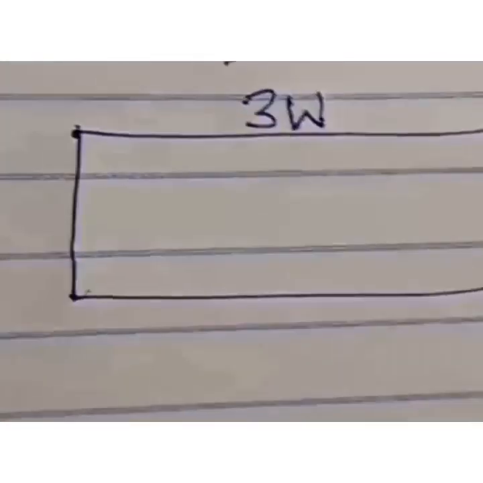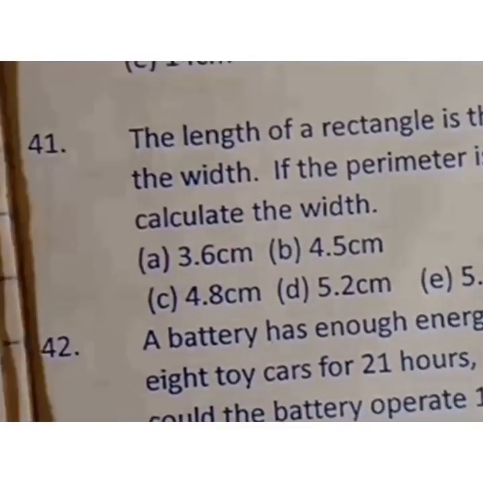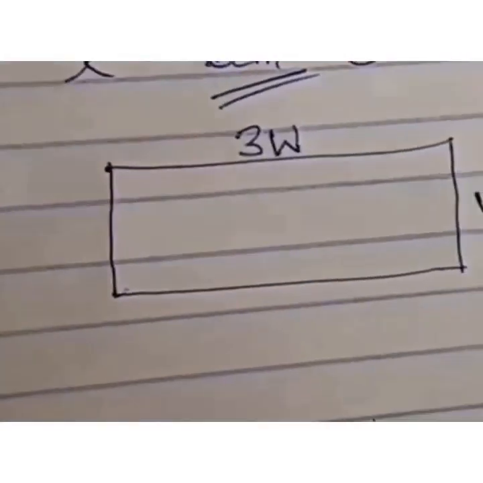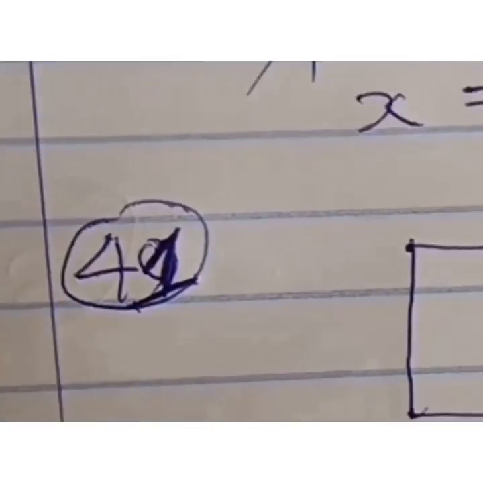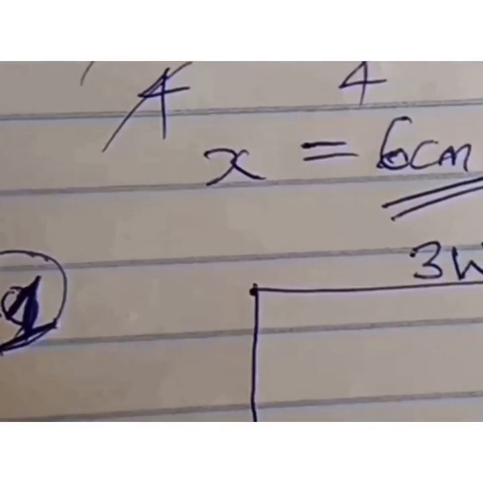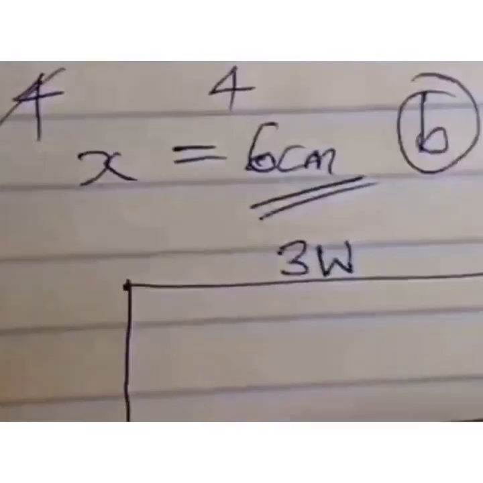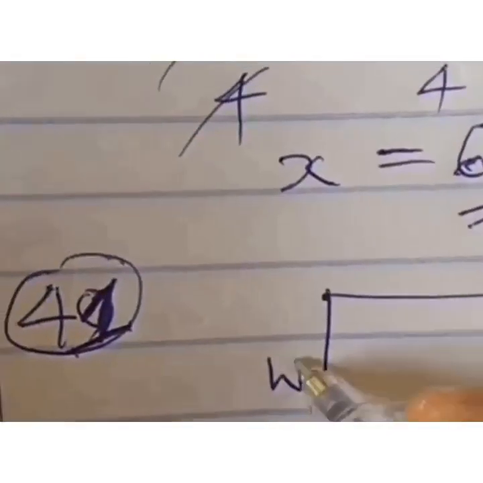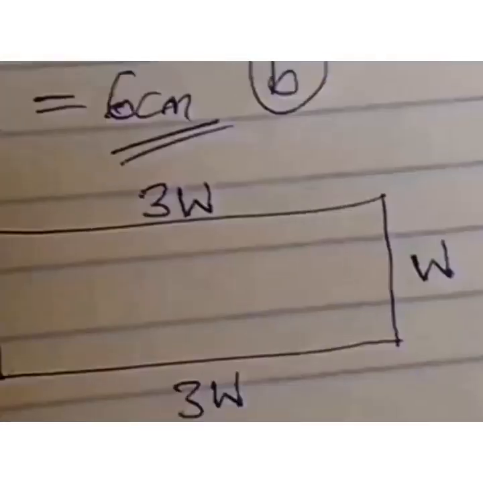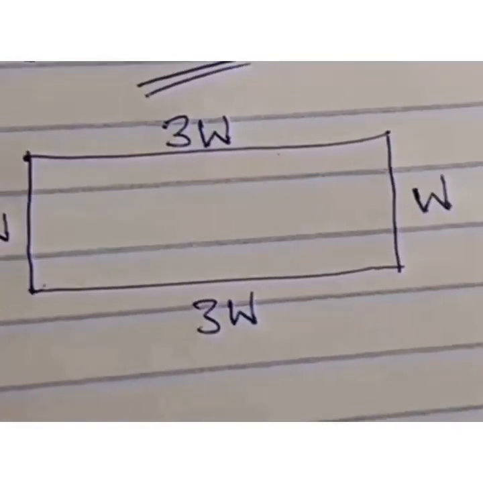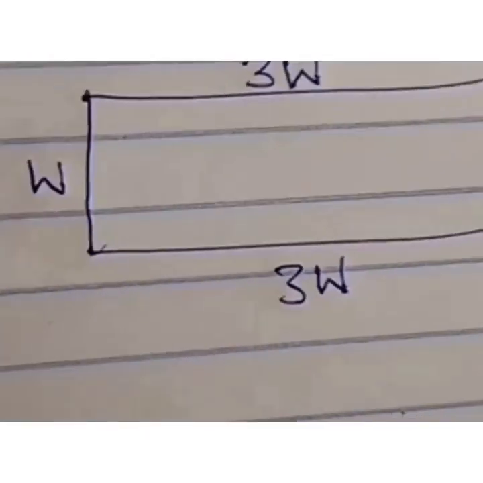Now the next part says if the perimeter is 36 centimeters. Remember that the perimeter of a rectangle is just the distance around the rectangle. If here is 3W, here is also 3W, and if this side is W, here is also W, because they are the same width. The perimeter of any shape is just the distance around that shape, be it a rectangle, a triangle, or even a kite.